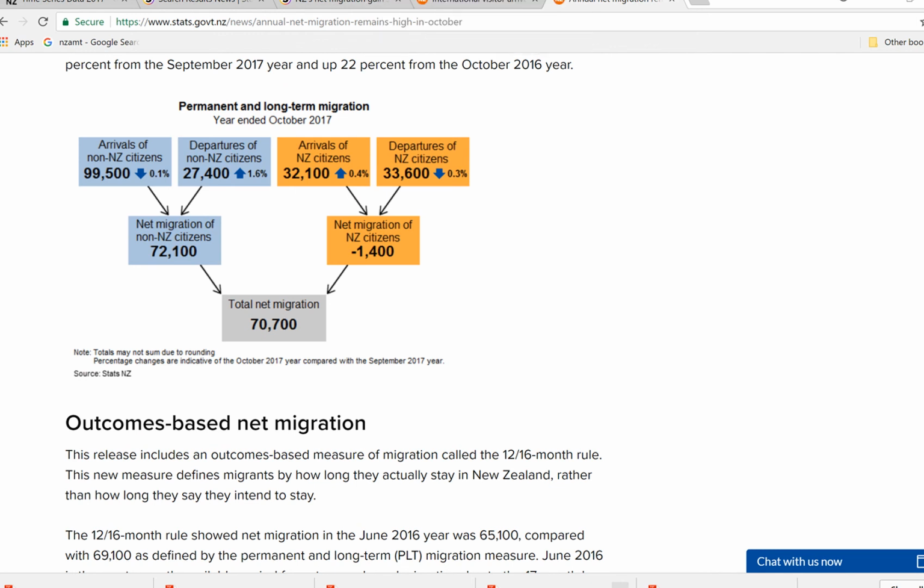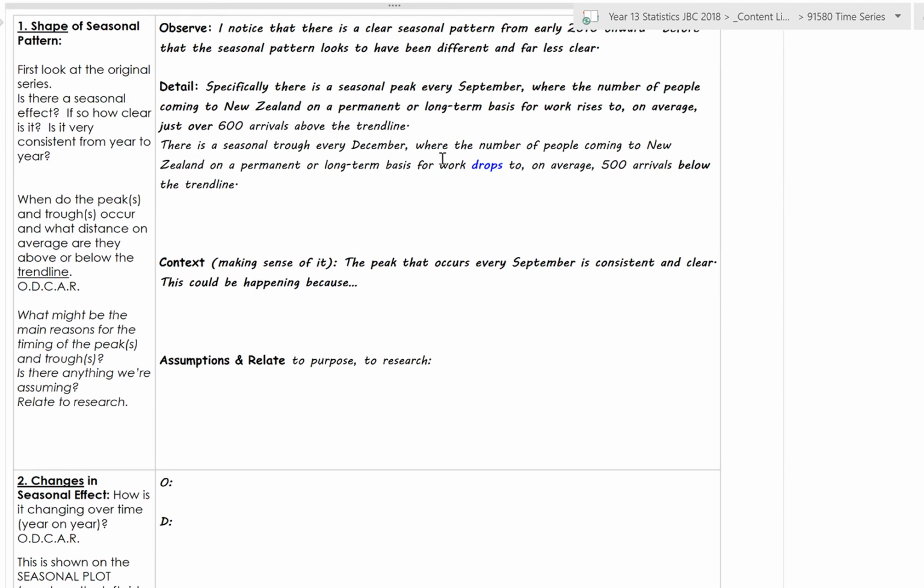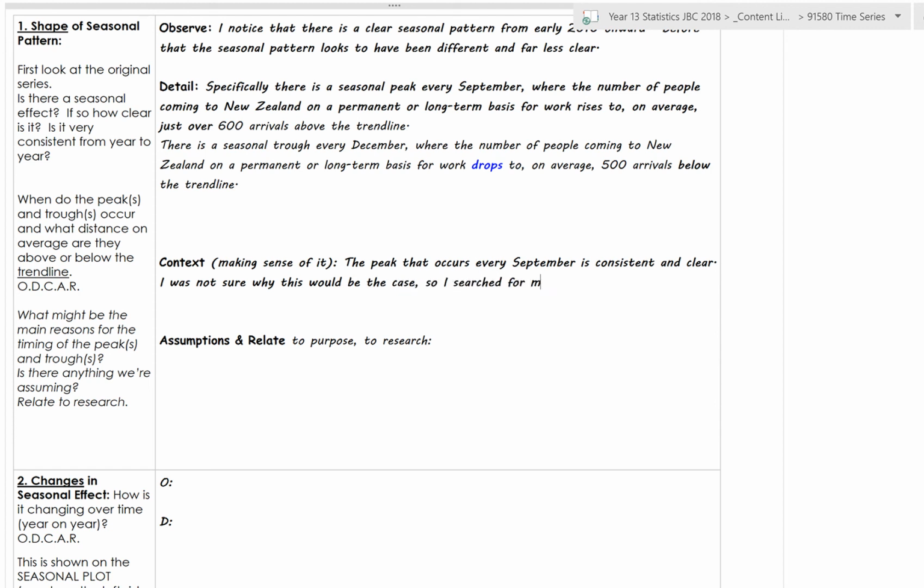So I'm just going to write that down, because what we're really doing is just following our nose. So context, the peak that occurs every September. I don't know what it is because of yet. So I would actually write something like, I was not sure why this would be the case, so I searched for more information on the topic in the Statistics New Zealand website.